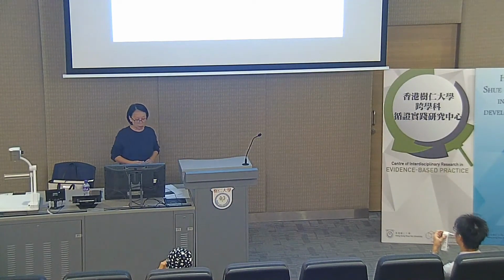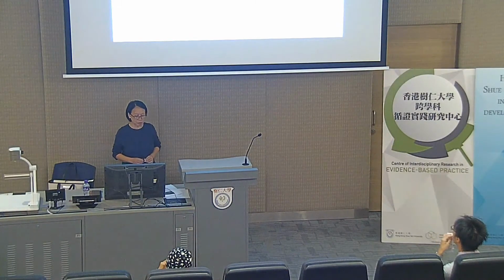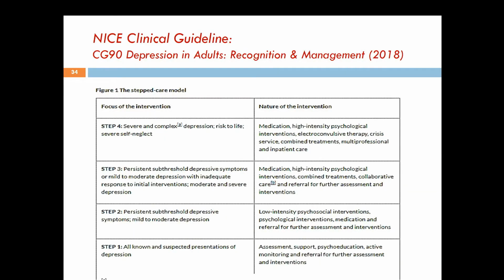Okay, so they have a code for everything. CG90, depression in adults. They also have one for children, so I just take it out. Recognition and management, revised in 2018. Okay, step 1: all known and suspected presentations of depression. You assess which characteristics of your client fit into these subgroups.